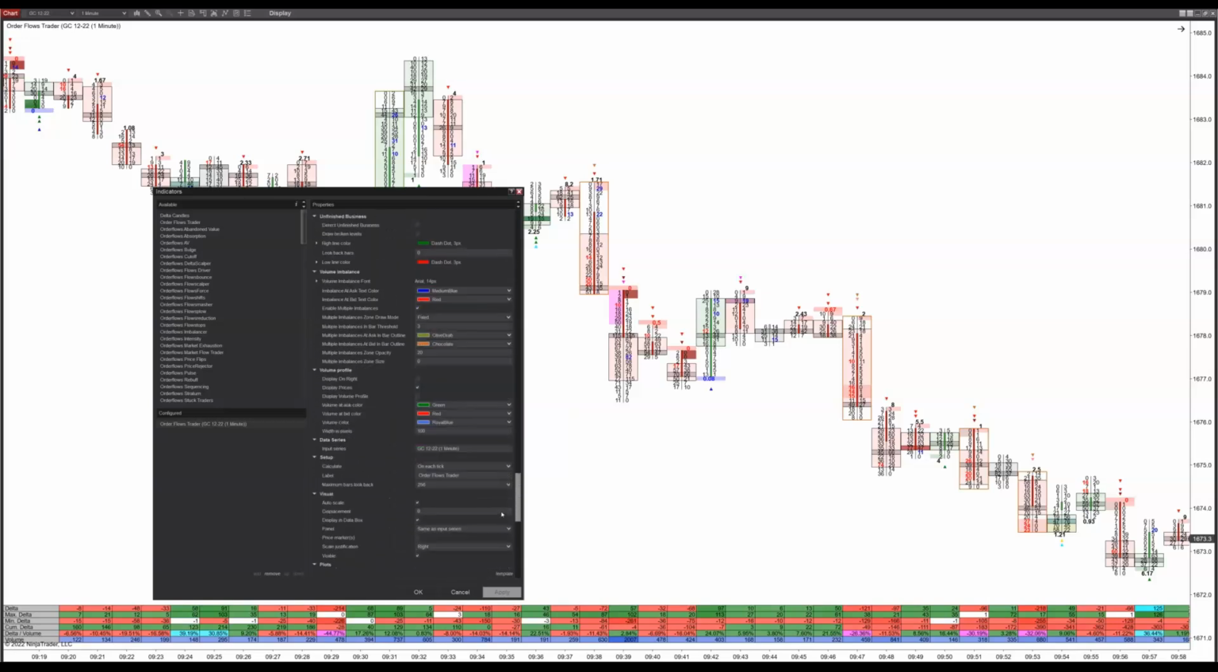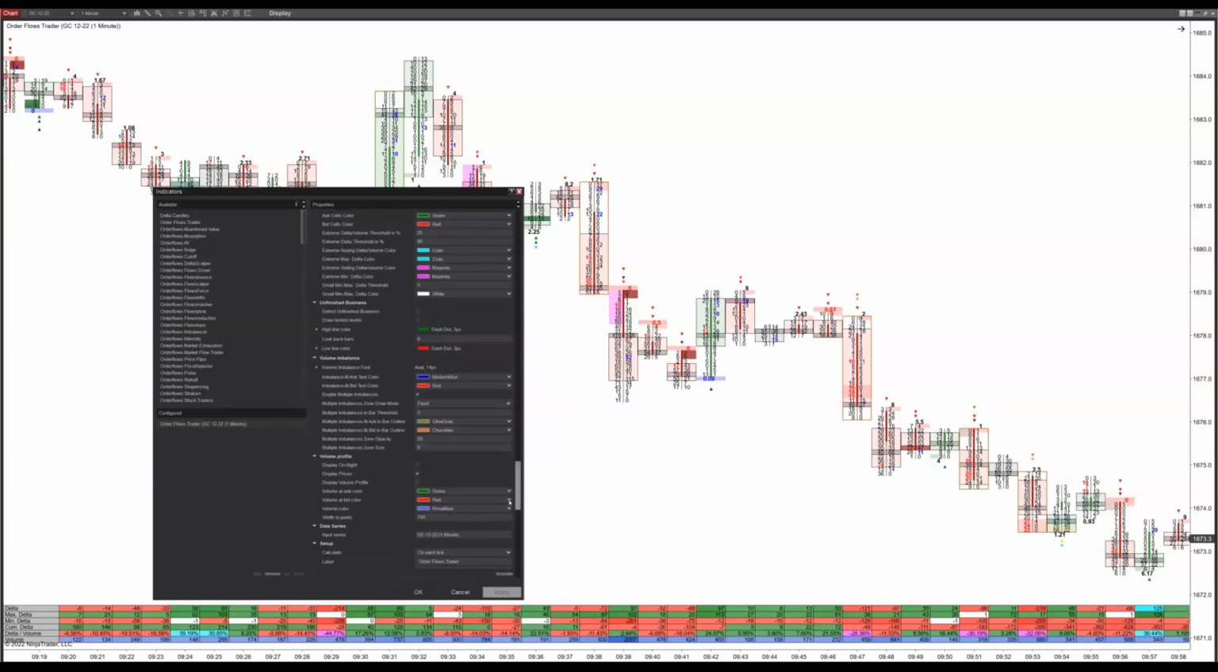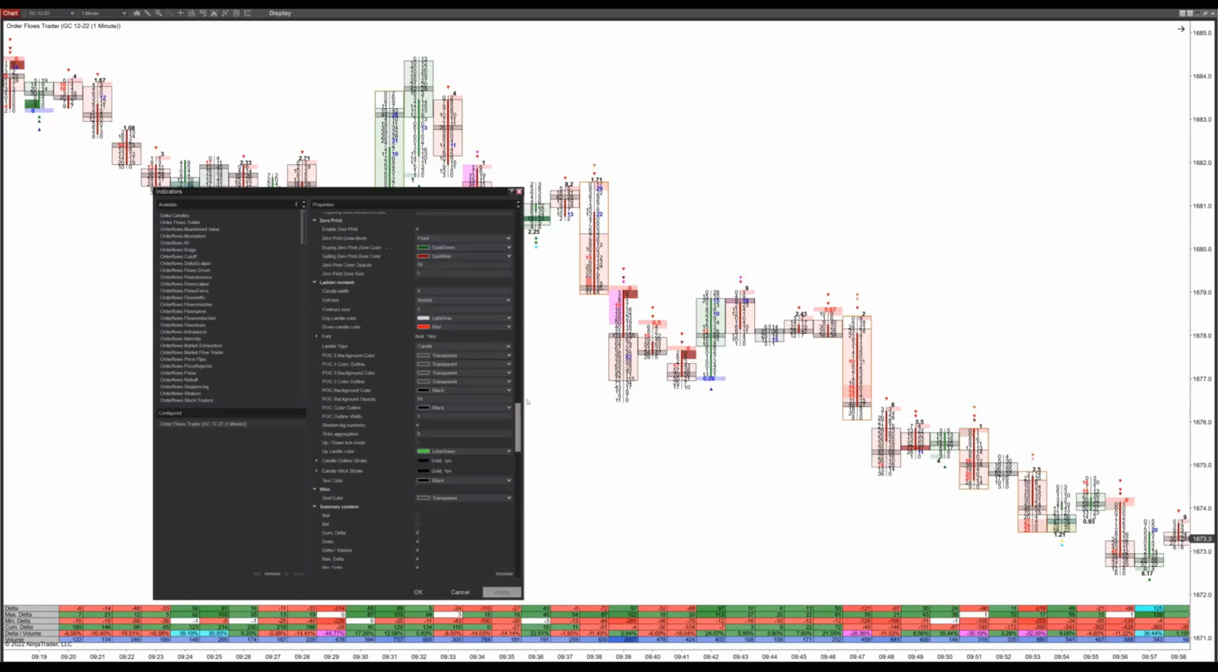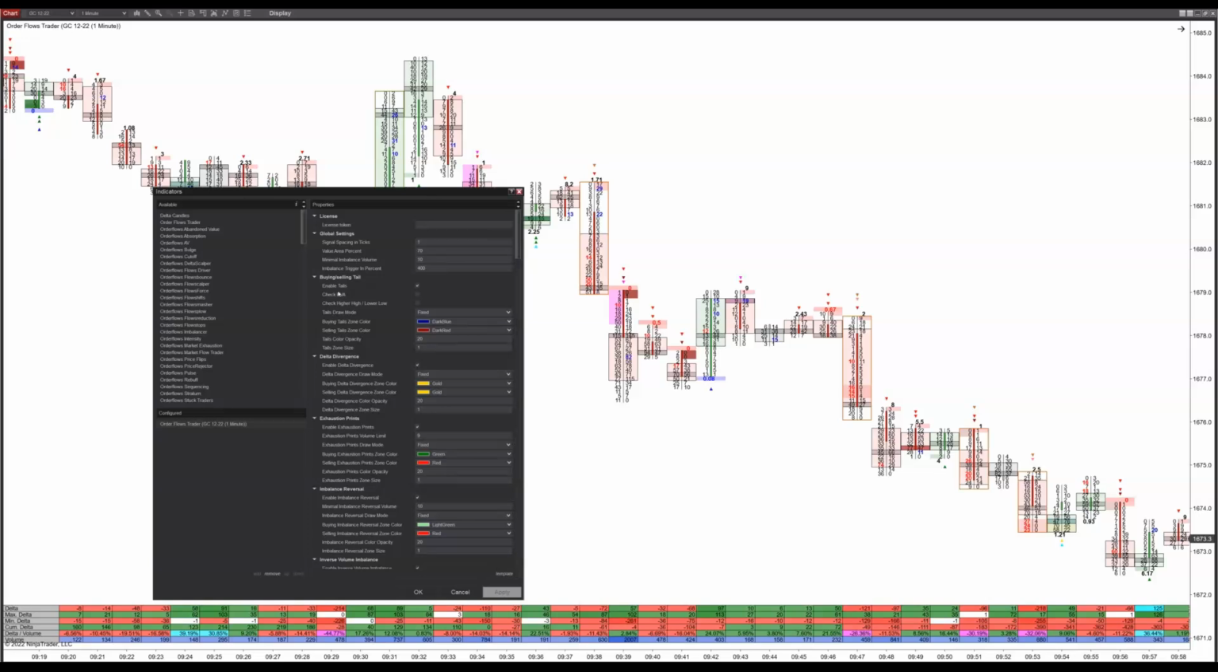I don't turn on. I don't use that. Where is it in here? Right here. It's there if you want. I also don't throw up the volume profile on my chart, but it's there as well. So let's sort of take a look at some of these things.